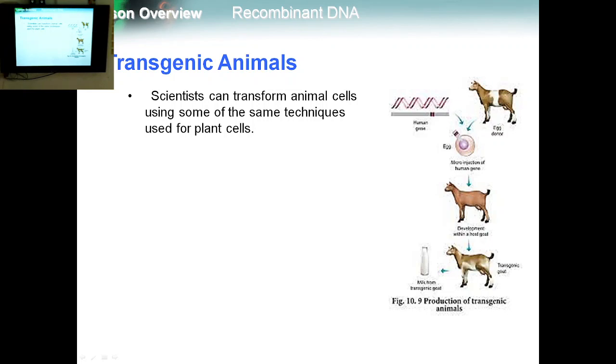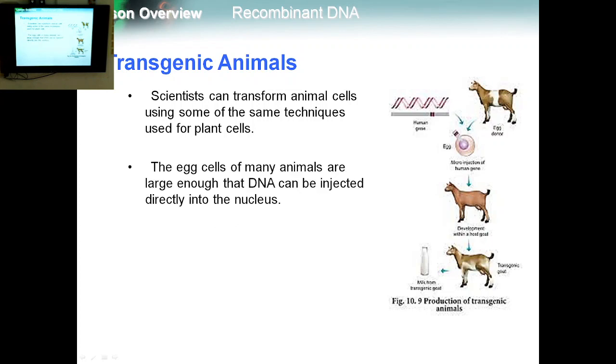Another method that they will use is transgenic animals. Scientists can transform animal cells using some of the same techniques used for plants. As you can see here, we have a specific gene from humans that could be inserted into the animals, and then the newly formed organisms will contain these genes. The egg cells of many animals are large enough that we can insert the DNA into them, or the DNA can be injected directly into the nucleus.